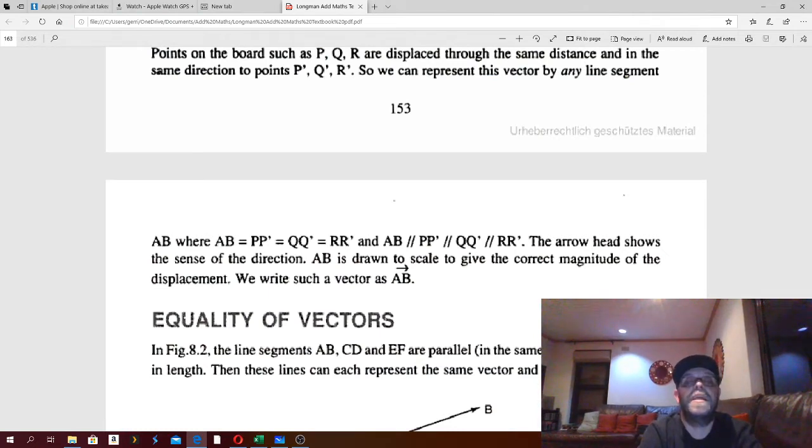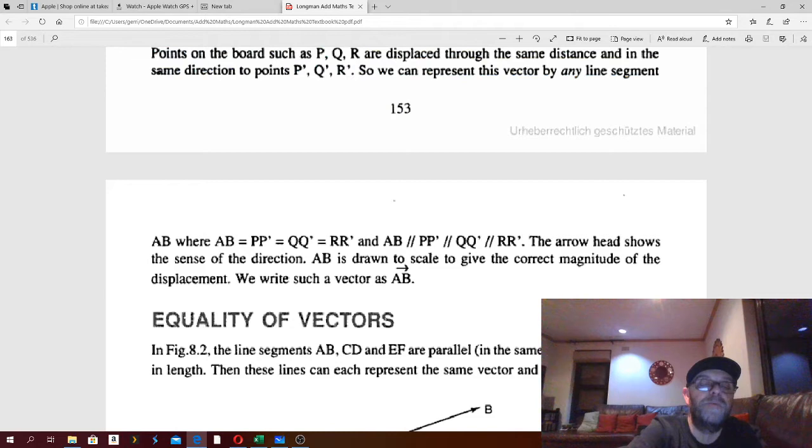So here you can see on the next page they say that AB is equal to PP prime and is equal to QQ prime and is equal to RR prime. And the arrowheads show that there is a sense of direction. AB is drawn to scale, and to give the correct magnitude of the displacement. And then we can also label these vectors as AB or PP prime.